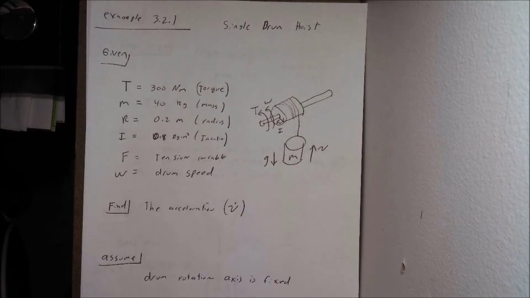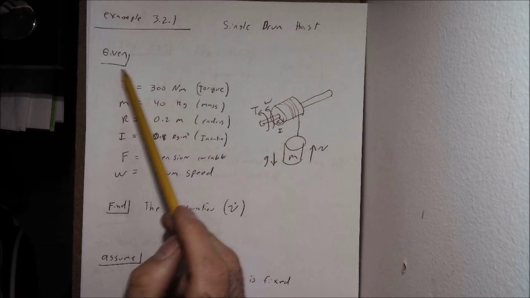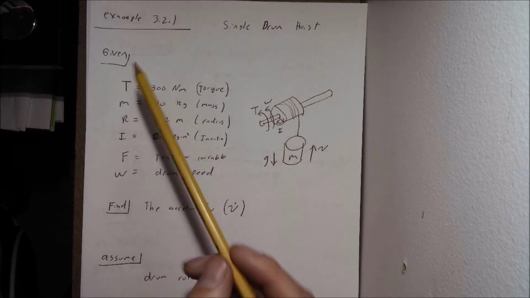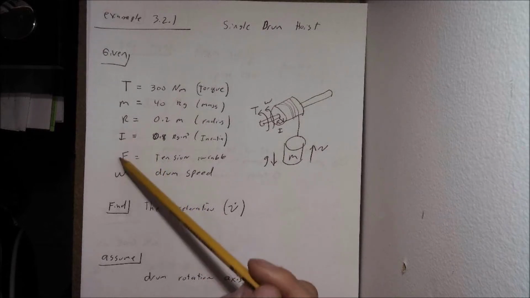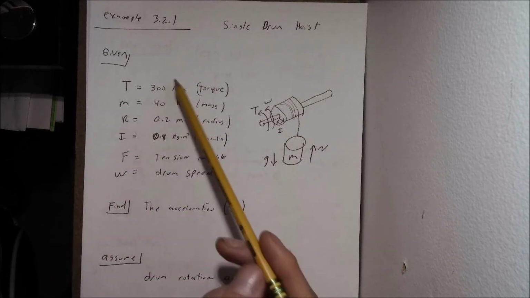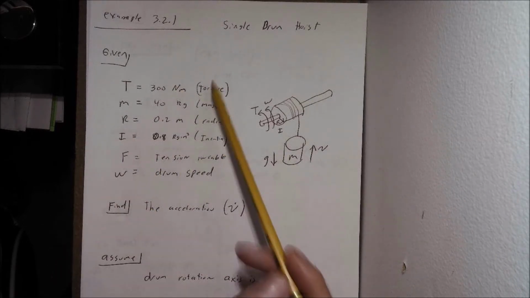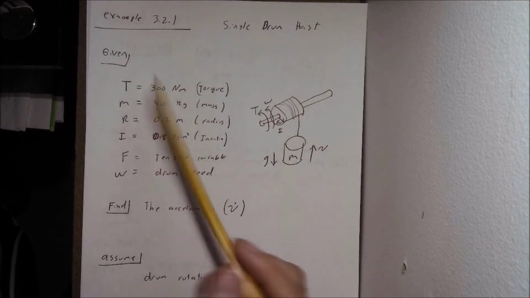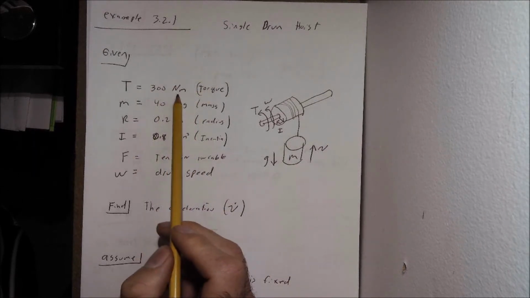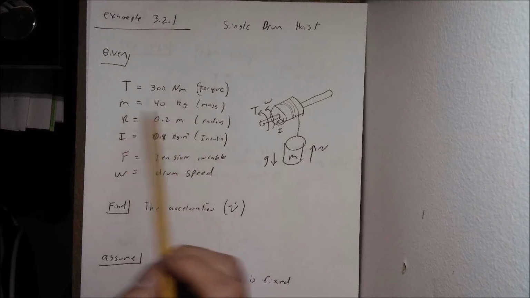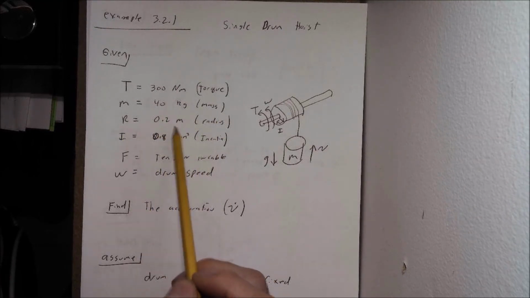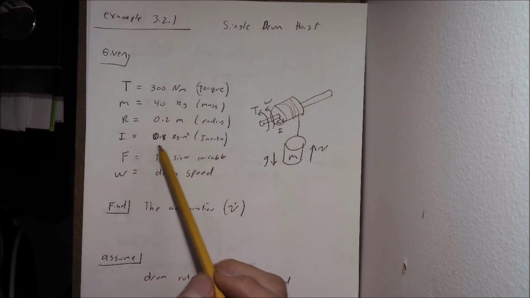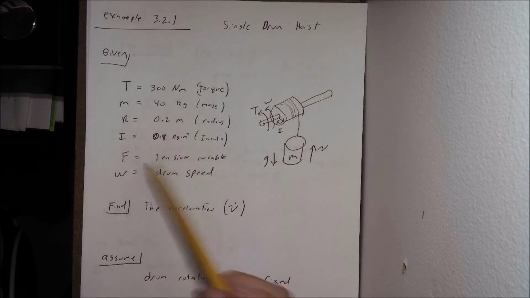So that's exactly what we do here. For example 3.2.1 for our single drum hoist, all of our given information taken from that problem statement is clearly written out and labeled here: our variables T, M, R, I, F, and omega, and our values for each of those, units, how they relate to our problem. So T is given to us as 300 Newton meters, which is our torque. M is 40 kilograms, our mass. R is our radius of 0.2 meters. I is our inertia of 0.8 kilograms times meters squared.